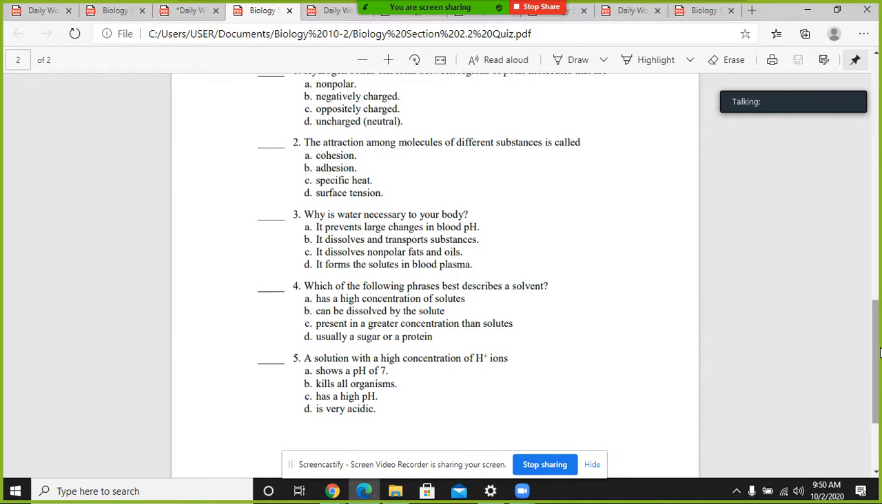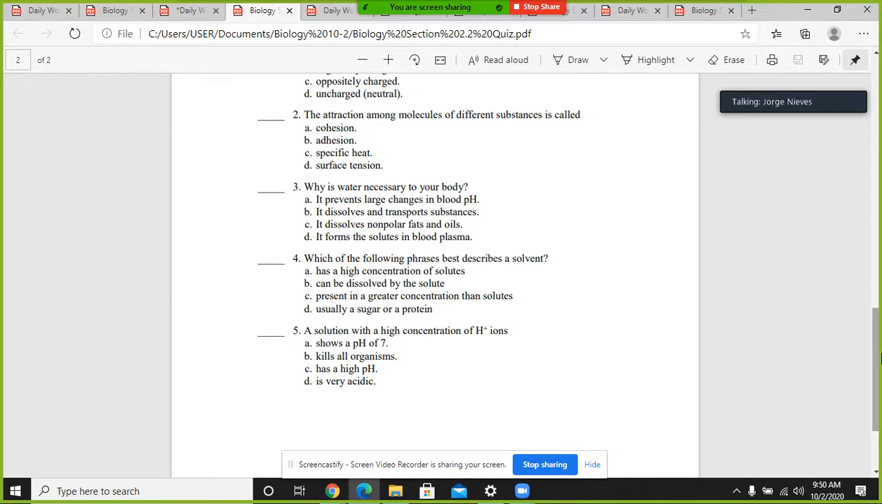Okay. So there can be 2 answers. Why is water necessary to your body? It can be B, it dissolves and transports substances, and it also can be C. It doesn't matter what you choose on the quiz, B or C. I put it like correct. And it also dissolves nonpolar fats and oils. Okay. So let's see number 4.